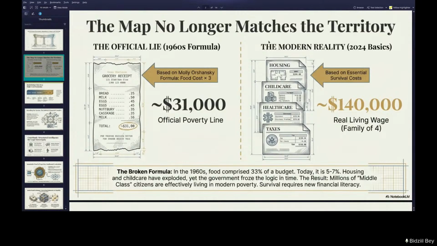And then second, we're going to perform what is, I think, a necessary recalibration of reality. We're going to deconstruct the powerful arguments and the surprisingly simple, but I think undeniable math behind why traditional economic metrics, especially that outdated government poverty line, completely fail to reflect the intense economic pressure that is felt by nearly every American household today.